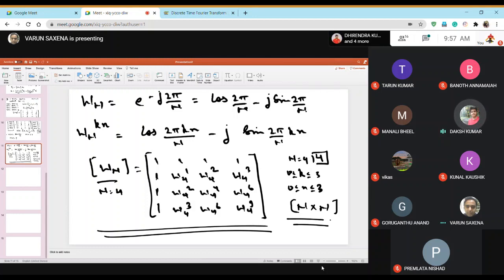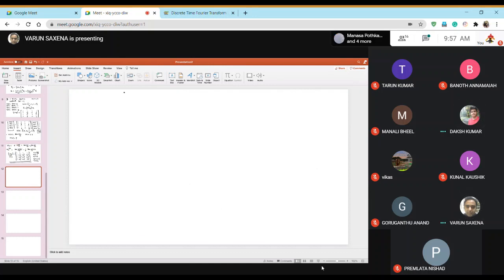Yes sir, and these W4^1, W4^2, W4^3 and below W4^2, W4^6 and W4^9, how are we writing this part? How are we writing this? Were you not there in the class where I derived this?